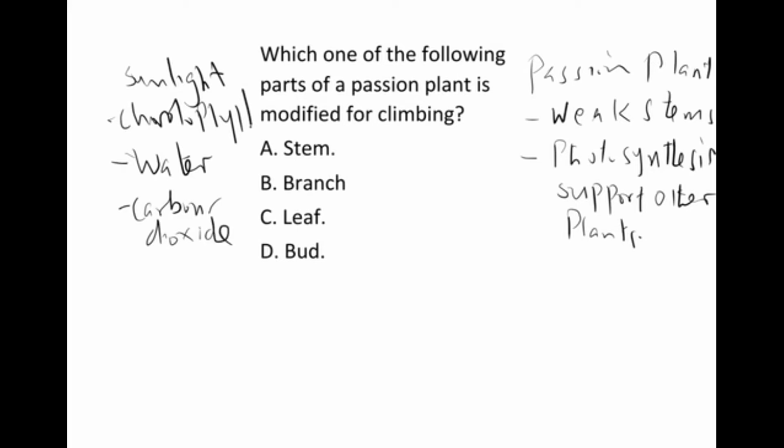So these plants require the support of other plants so that they can get the sunlight. So they need to climb. They need to have some of their parts modified so that they are adapted for climbing. When you look at the passion plant, it usually looks like that at the red.